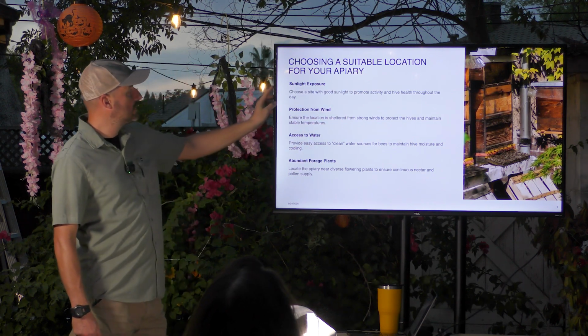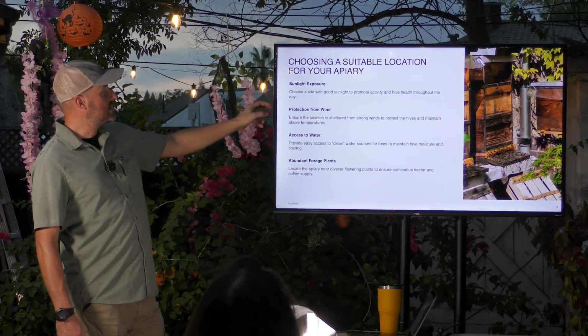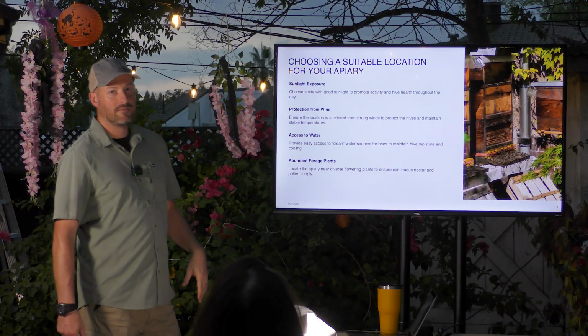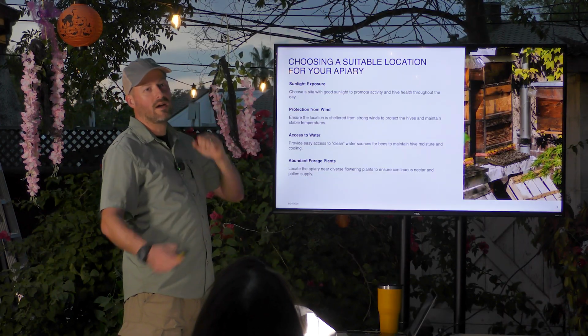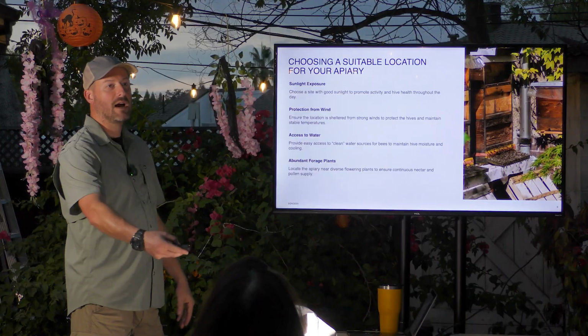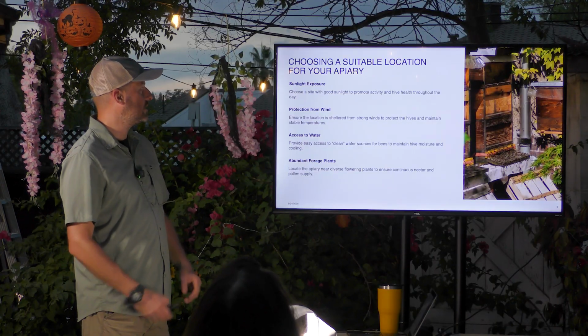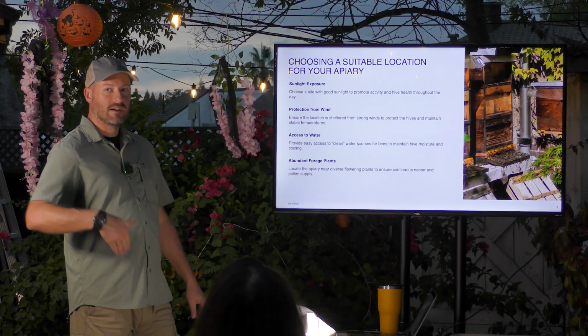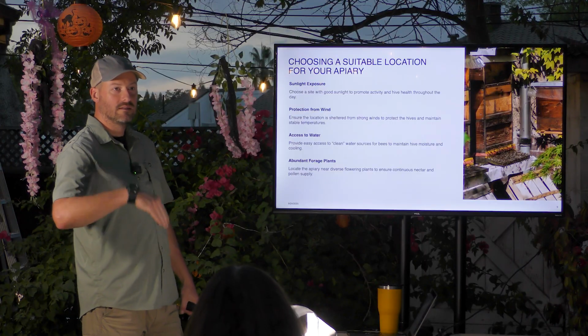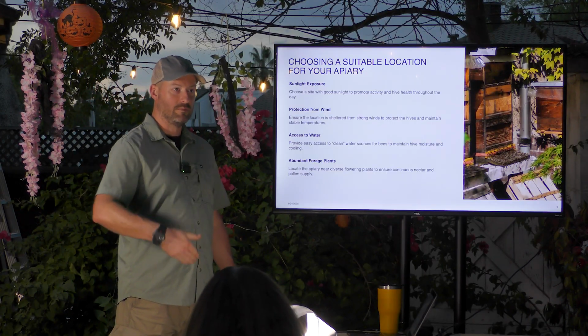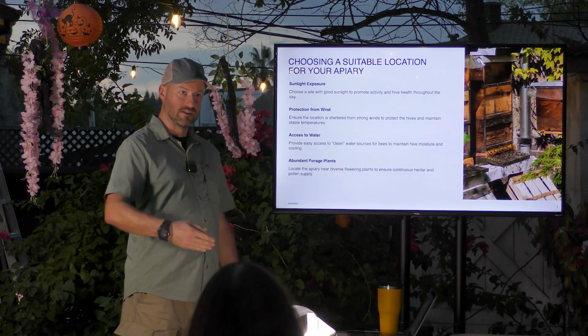So, sunlight exposure. Choose a site with good sunlight to promote activity. It's kind of like an alarm clock. If you're facing west in the morning, it takes you a little while to wake up, but you'll have a little bit more of a nightlife. And with bees evaporating nectar into honey, the warmer it is, the more they can circulate the air, the quicker they'll be at dehydrating the nectar into honey.